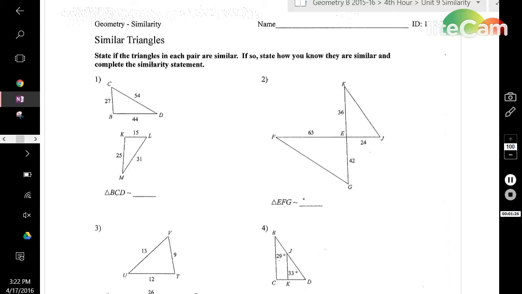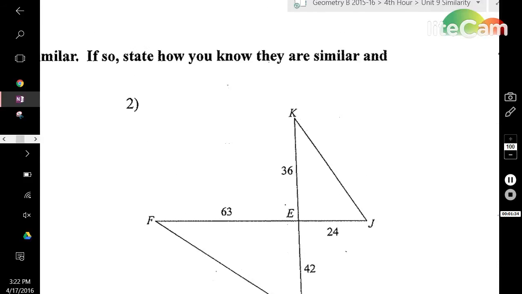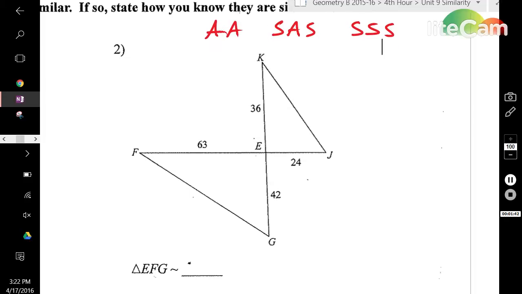So let's look at example number 2. So you have three options here. You can use angle, angle, side, angle, side, or side, side, side. And just by looking at the picture and what's given to you, you should be able to determine which of the three you're going to use. So for example here, angle, angle is not going to be available to us because there's not two angles in each triangle marked. I know those two angles are vertical, so therefore they are congruent, but that's only one pair. So we can't use angle, angle.